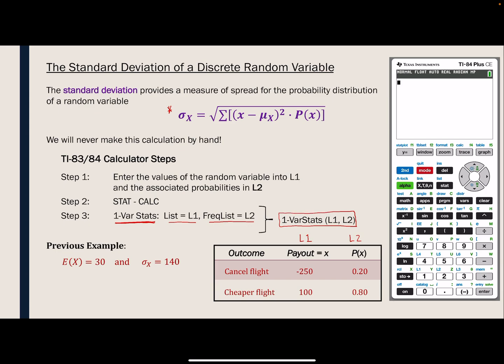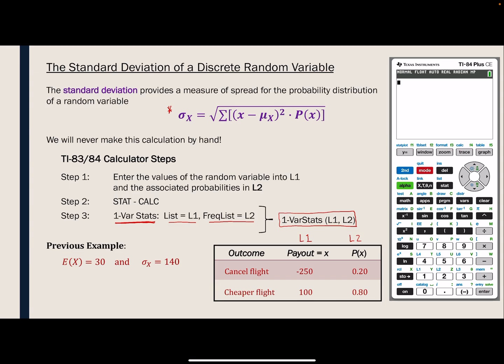The biggest mistake that students make with this is that they don't include the L2. They don't include the weight, and they're just taking the average then of the x values. But the x values all have different weights. We have to take that into consideration.